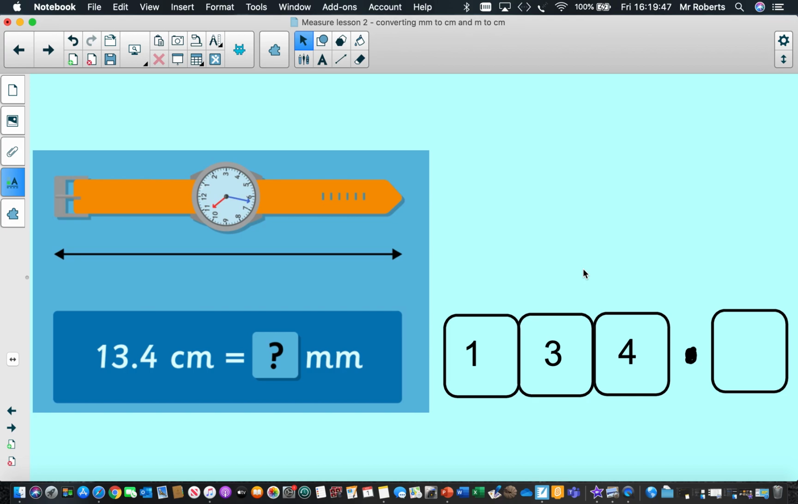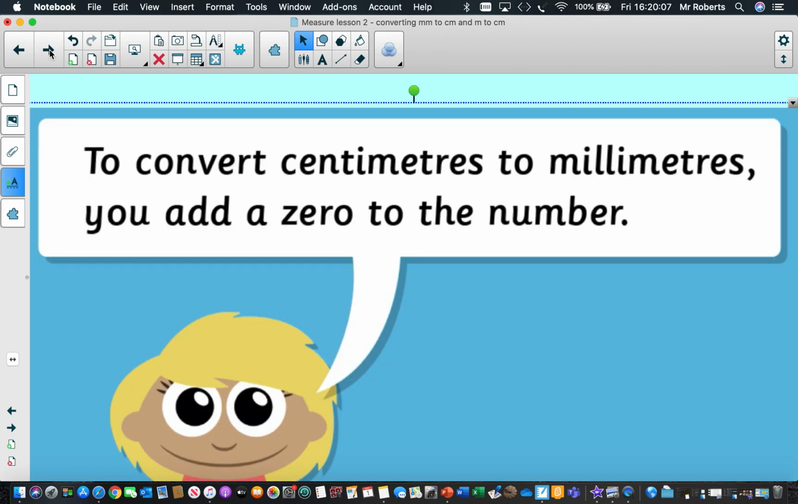134 millimetres. Now I wouldn't need to put 134.0. I know we might be tempted to do that, but we can just write it as 134. That 0 doesn't really mean anything because it hasn't got any value, so we don't need it there as a placeholder. Let's have a look at the next question.